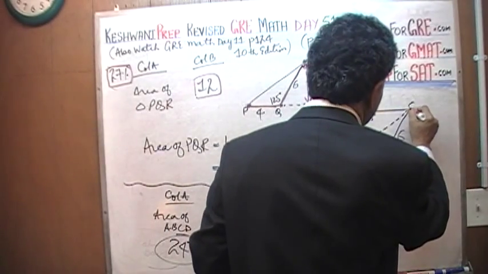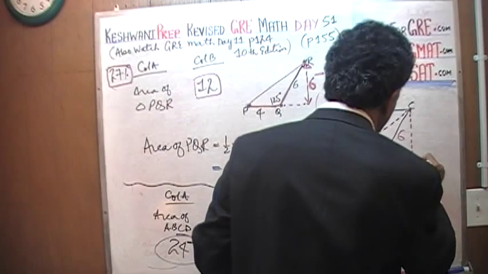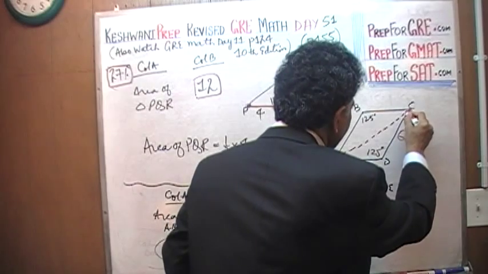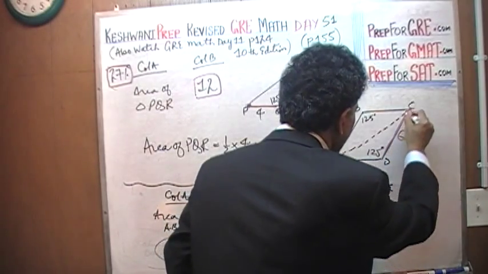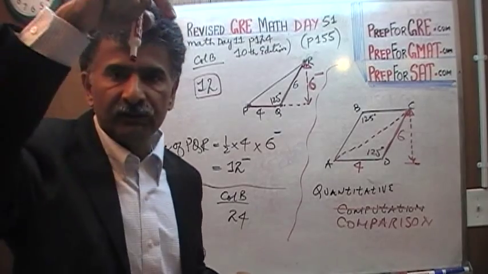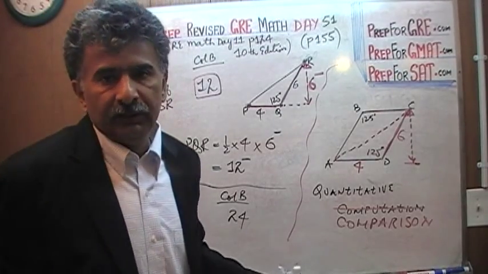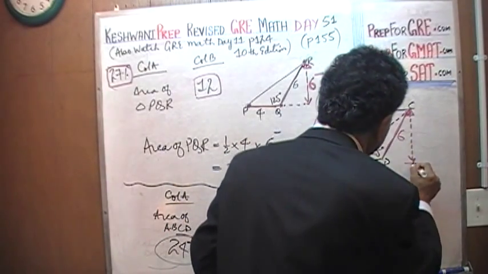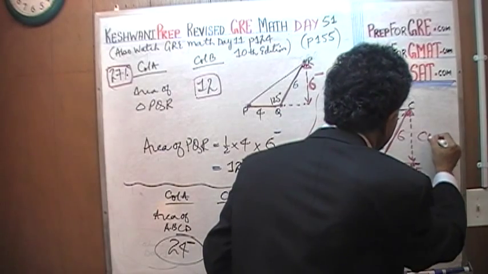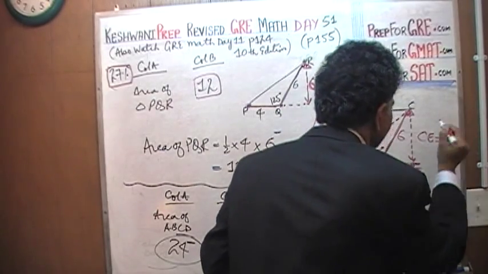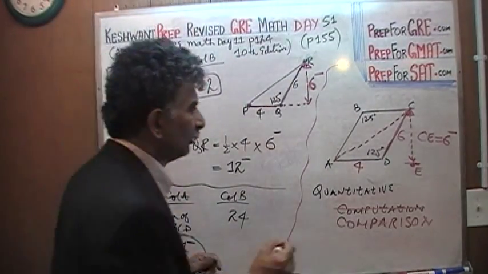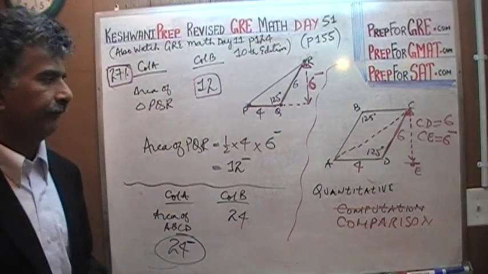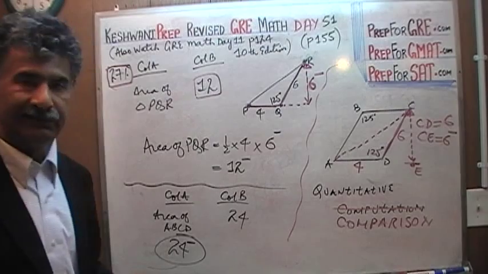This is the height from the C to this bottom. This height has to be less than 6 because you just told me that this guy is 6. If this guy at an angle is 6, then this line is coming straight down perpendicularly to the base. It's got to be less than 6. Let's call it E here. C to E is equal to something less than 6. C to D equals 6. That's all. Therefore, the area of this thing is, whatever it is, less than 24.